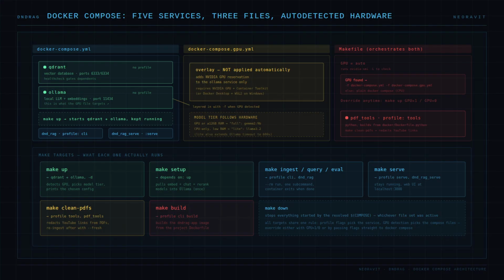So the setup has 5 services defined across 2 compose files, and profiles control which ones start. Qdrant and Ollama are always-on infrastructure, so you start them with make up and they just run in the background. The Rust binary, though, gets its own image, and it runs in 2 modes. The CLI profile spins up a container for a single subcommand, and it exits when it's done. The serve profile keeps the container running and serves the web interface on port 3000. The fifth service is a Python container for a PDF image-stripping script. You only need it once, when you're cleaning out the source documents.